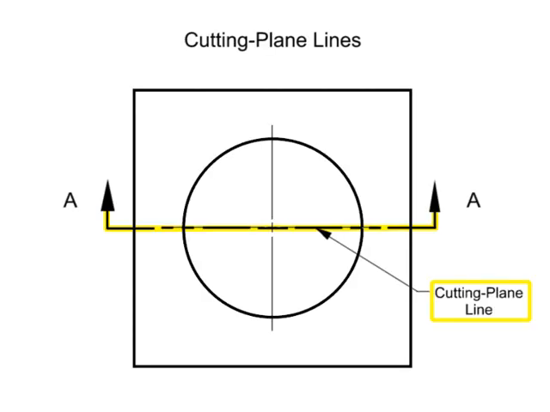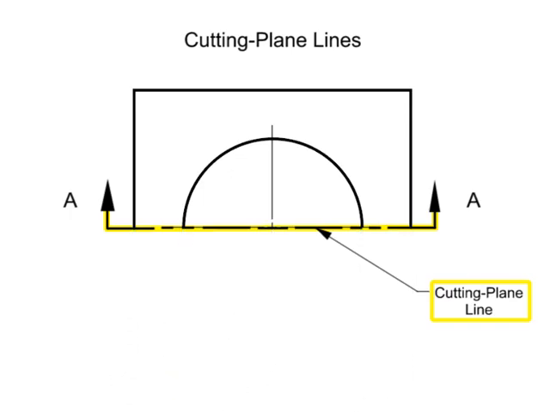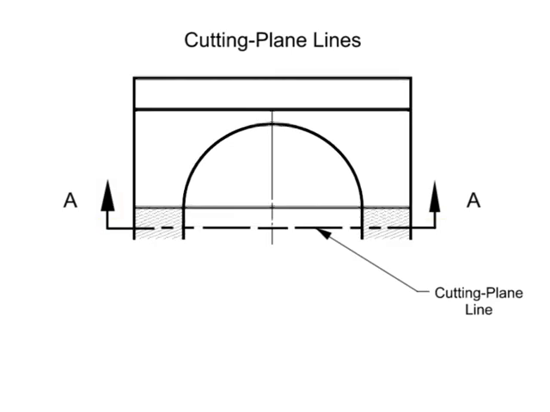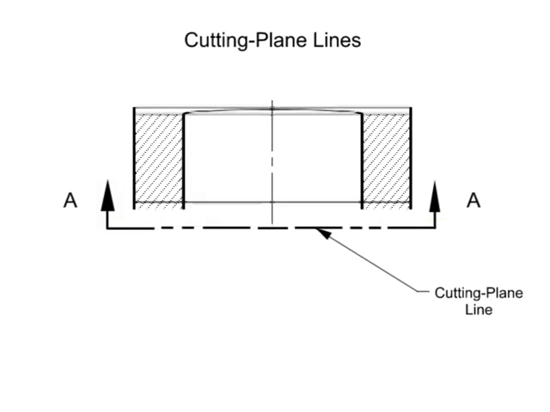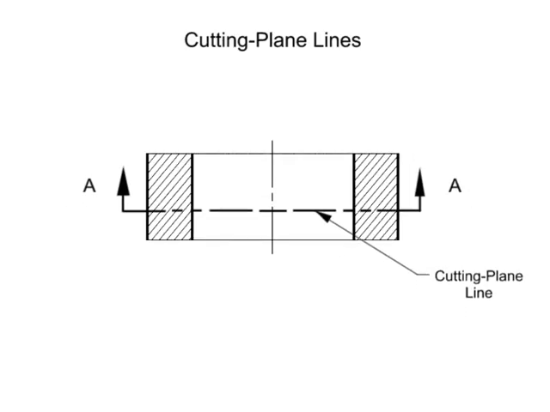Cutting plane lines are used to indicate a plane or planes in which a section is taken. The arrows at the end of the cutting plane line indicate the direction of the view, or the direction your eyes look after the cut is taken.